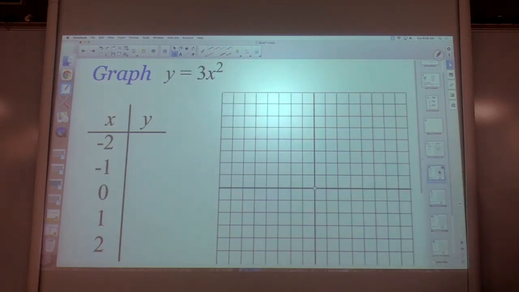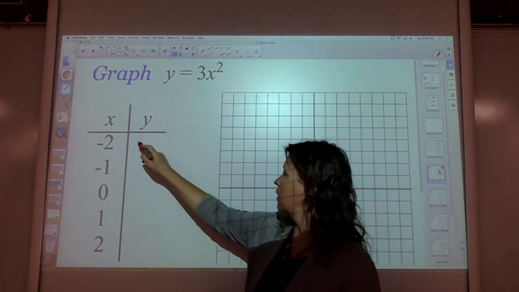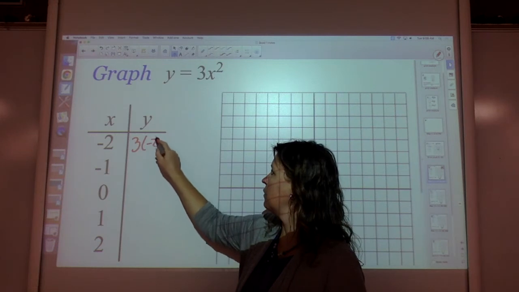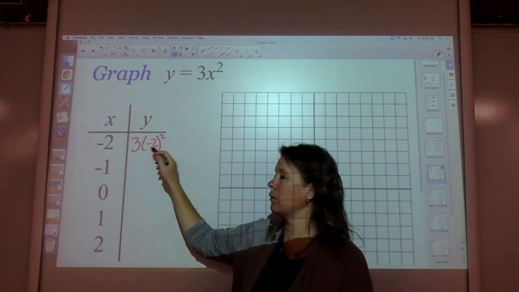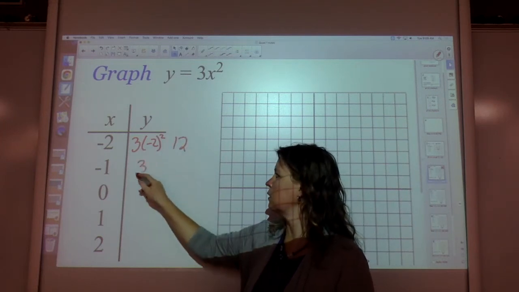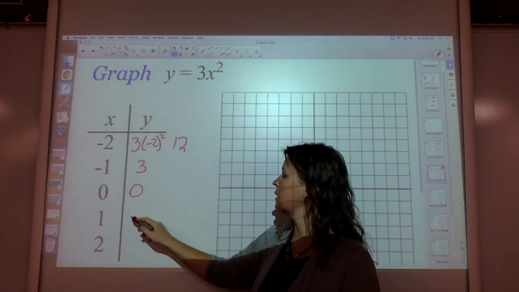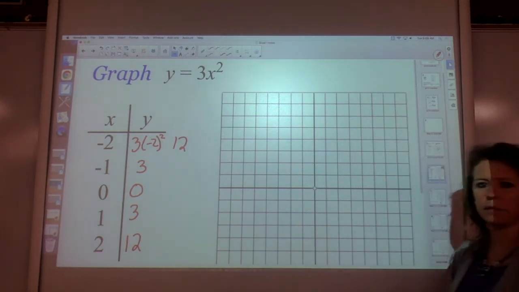So what happens if we take that same graph, same equation, but multiply it by 3? As you may know, anytime you multiply by a whole number, something gets bigger. Well, let's see if our graph gets bigger. Now you're plugging in 3 times -2 in parentheses squared, or you can do it in your head if you know that 2 squared is 4. 4 times 3 is 12. 3 times -1 squared is 3. 3 times 0 squared is 0. 3 times 1 squared, 3 times 2 squared is 12.